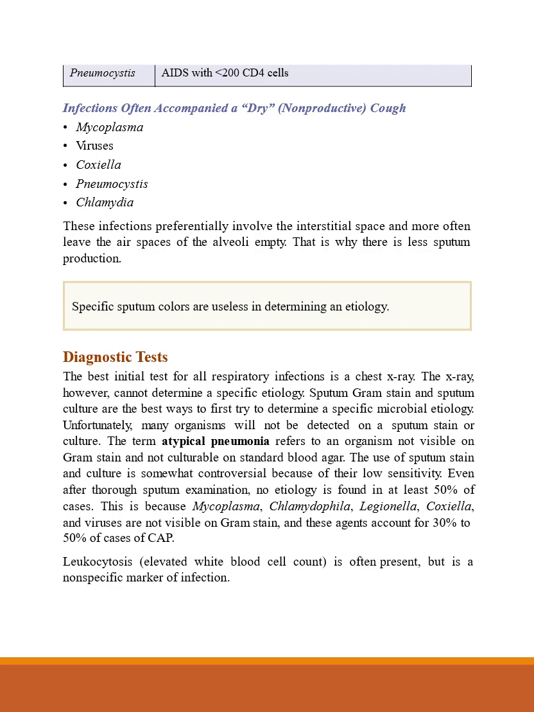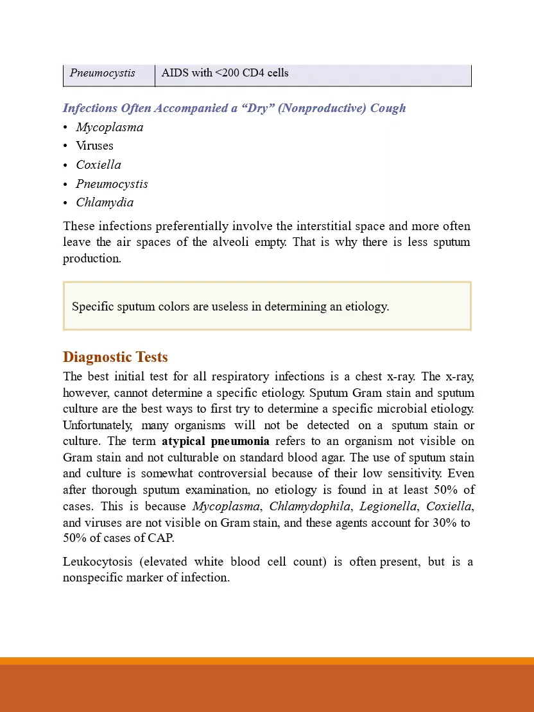Specific sputum colors are useless in determining the etiology. Also, there is a diagnostic test, and the best initial test for all respiratory infections is a chest X-ray. The X-ray, however, cannot determine the specific etiology. So what we need to do is a sputum gram stain and sputum culture, which is the best way to try to determine a specific microbial etiology.